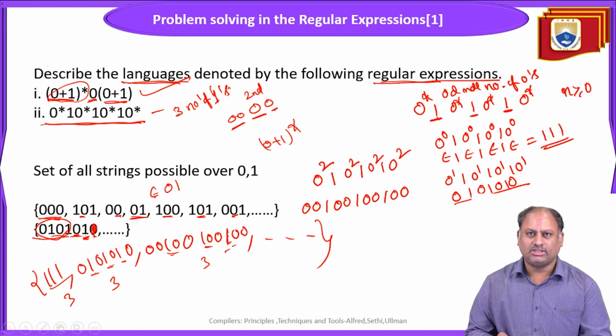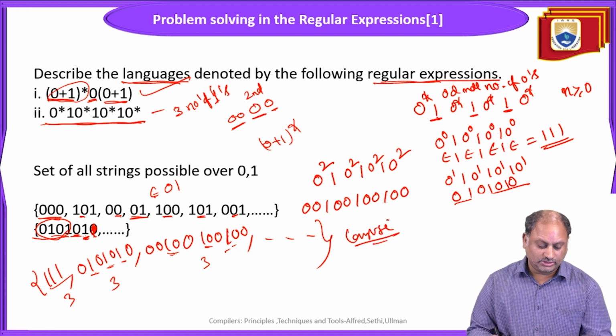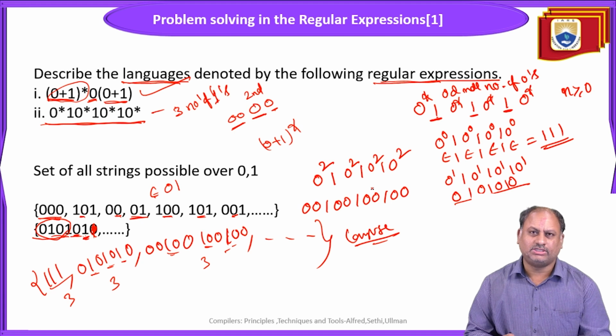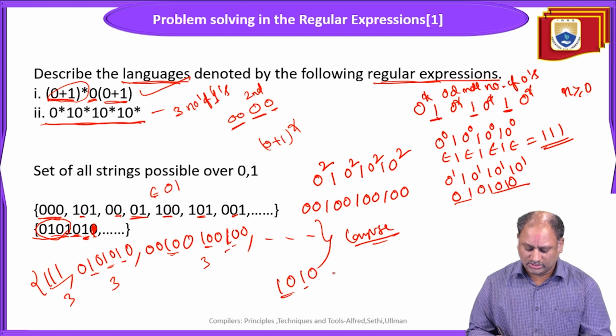Any other case, it does not come under the language. All the set of strings which satisfy this consideration form the language. Suppose you write 1 0 1 0, so the number of ones is 2. So this string does not belong to this expression. Why? Because the number of ones is 2.